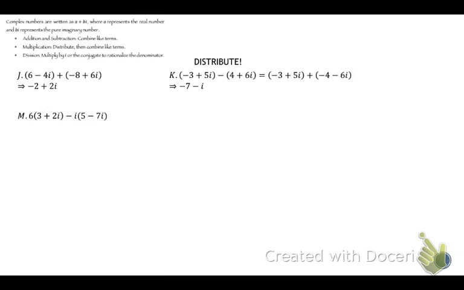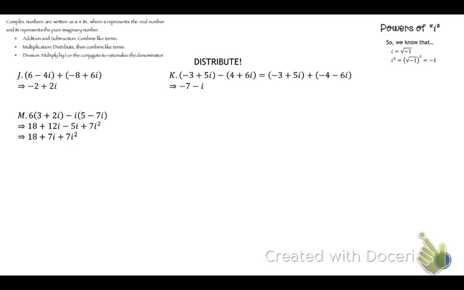This one we're going to distribute first. So we're going to distribute that in, like here. So 6 times 3 is 18. 6 times 2i is 12i. Negative I times 5 is negative 5i. And then negative I times negative 7i is 7i squared. Now, anytime you see an I squared, you have to plug in negative 1. So I combined the 12i and the 5i and got 7i.